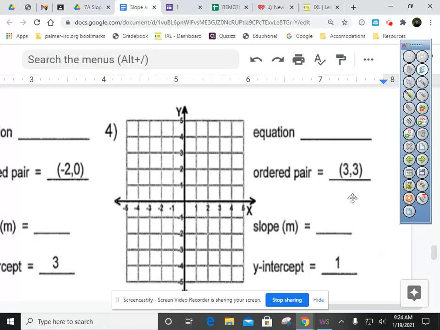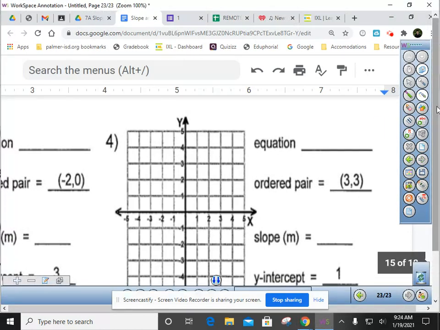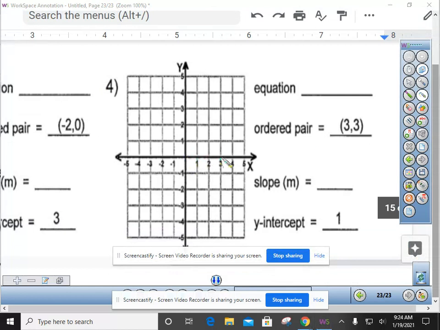Go to number 4. So what is our ordered pair? 3, 3. So we go over 3, up 3. Bam, right there. Easy. What is the y-intercept? 1. Put a dot right there. Now you're going to connect the dots.